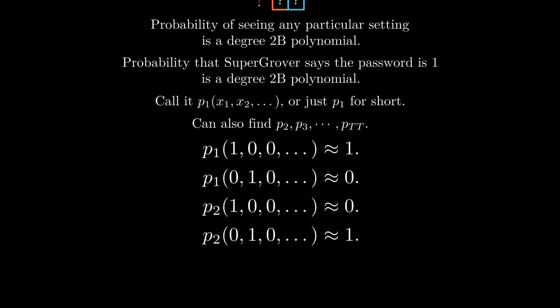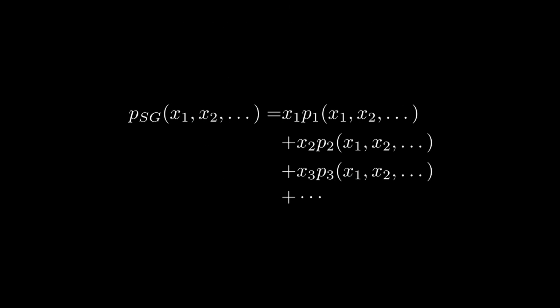Now we have a trillion polynomials. That's too much. Let's change that to just one polynomial. Here's a new polynomial, PSG, where the SG stands for SuperGrover. It is defined as PSG is equal to x1 times P1 plus x2 times P2 plus x3 times P3 and so on for all the trillion terms.